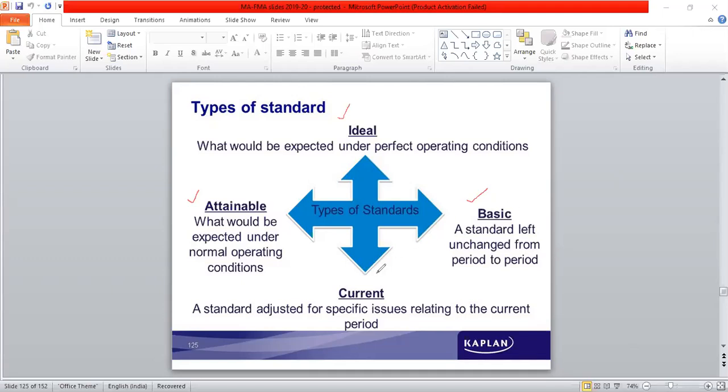that's called a basic standard. Current one: a standard adjusted for specific issues relating to the current period, because they have foreseen, they have anticipated certain changes to happen. Therefore, when the standard is adjusted, we call that the current standard.